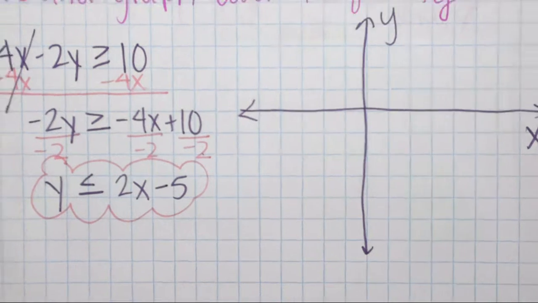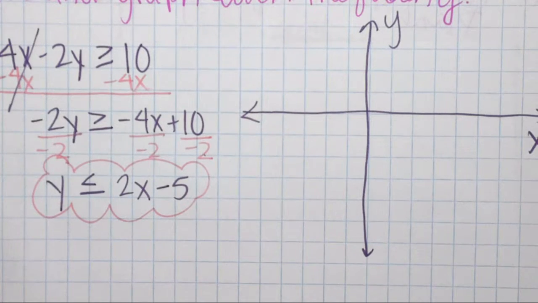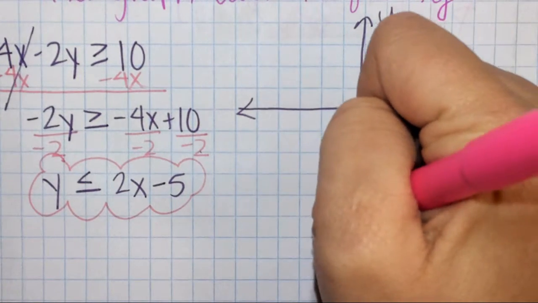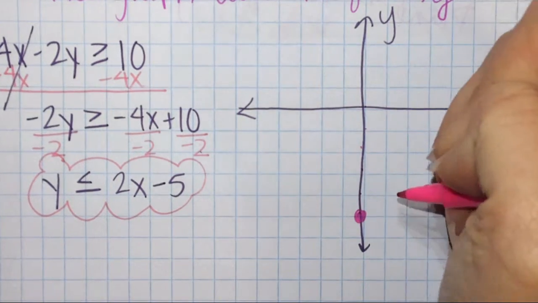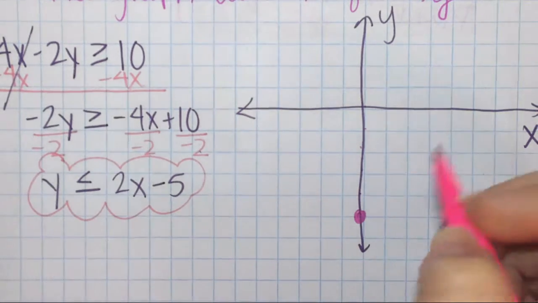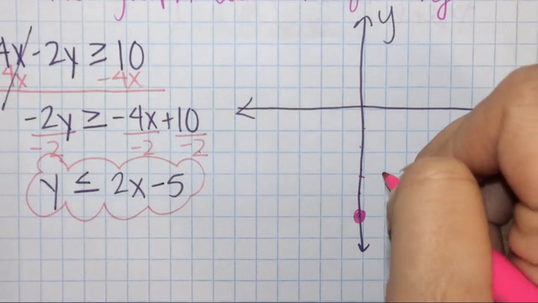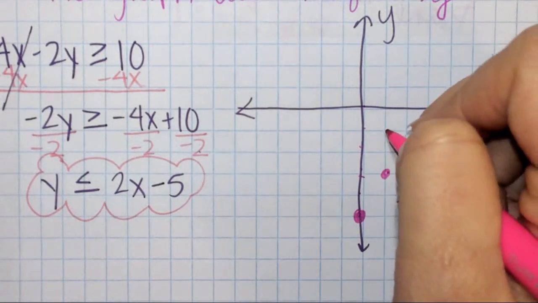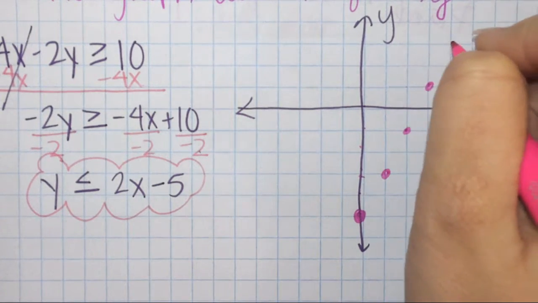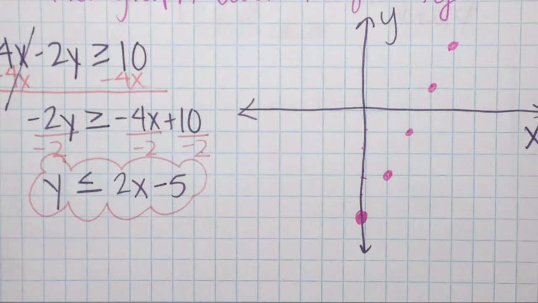Alright, so where do we start on this? What's our y-intercept? Alright, so let's go down 5. 1, 2, 3, 4, 5. And then we go up how many? And right how many? And then we do it again. Up 2, right 1. Up 2, right 1. Up 2, right 1 until you can't do it anymore.